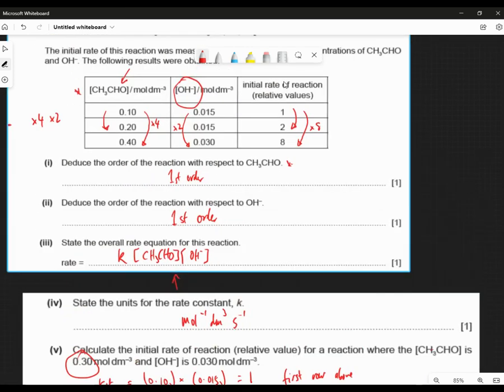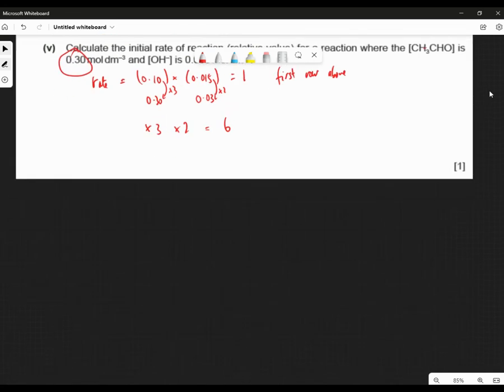So there's the relative rate here. If I change the OH from 0.013 to 0.03, it's going to change it by a factor of 2. And if I change the ethanol from 0.1 to 0.3, that's going to change it by a factor of 3. One of them changes it by a factor of 3, the other by a factor of 2. Therefore, the overall change is a factor of 6. I hope that makes sense. If it doesn't, please get back to me.